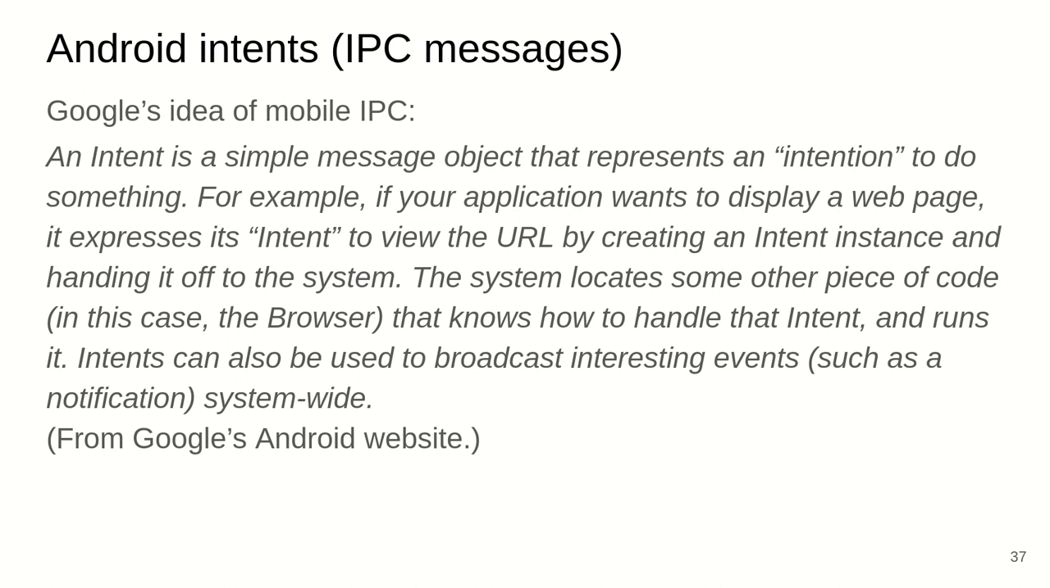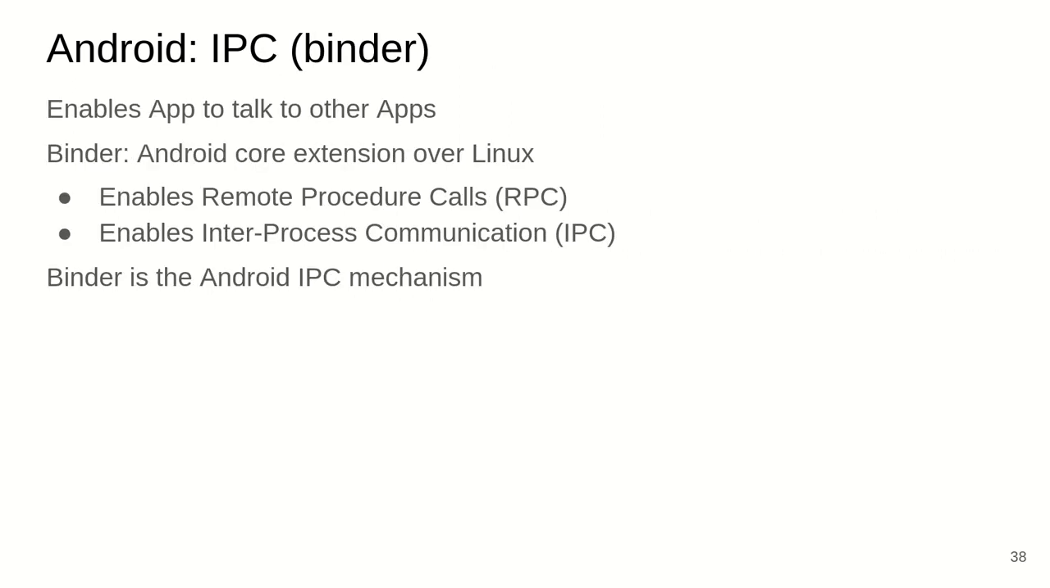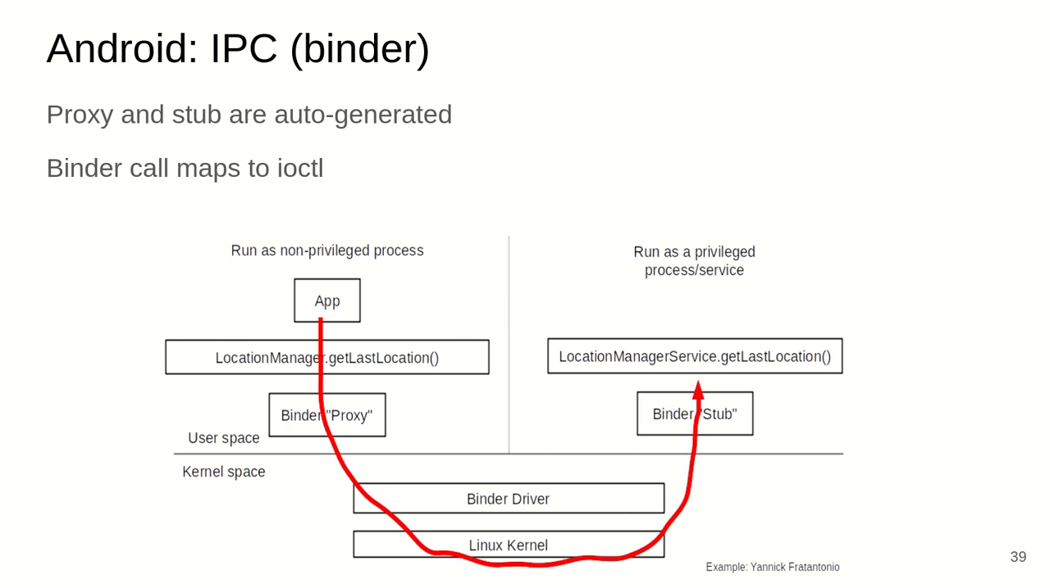And one of the key additions to the Android system is the binder interface, which implements this IPC functionality. It enables an app to talk to other apps and is a core extension over Linux. It enables remote procedure call and IPC on the Android ecosystem. The proxy and the stub are auto-generated, and the binder call maps to an ioctl. That is an extension in the Linux kernel.